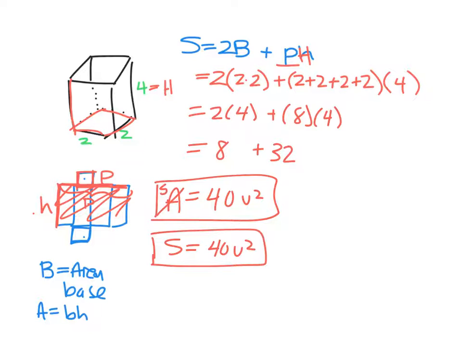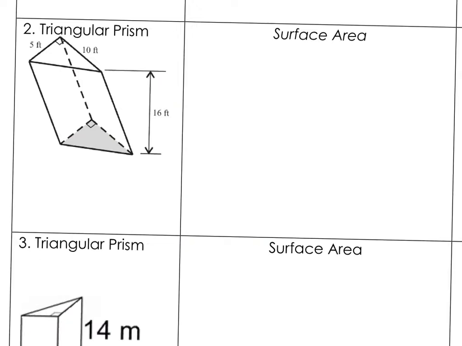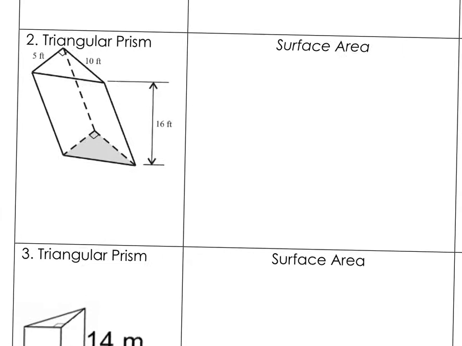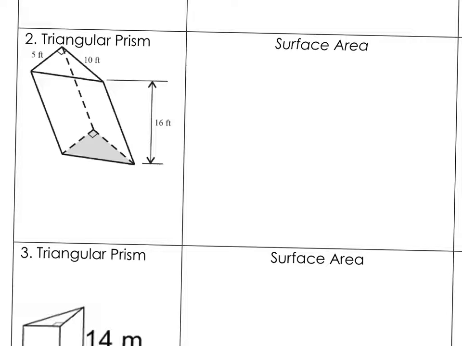Let's look at a prism with a different base. I'm not the best at drawing the triangular prisms, so I'm going to use a picture. I want to remind you again that the formula is really not going to change. 2 area of the bases plus perimeter times height with a capital H. So 2 times, let's just write this out a little more clearly.